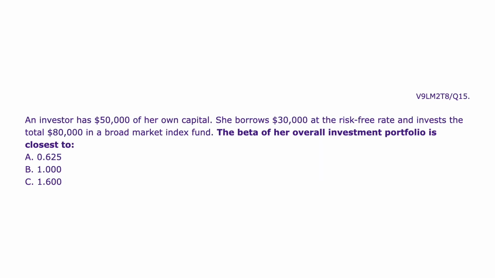An investor has $50,000 of her own capital. She borrows $30,000 at the risk-free rate and invests the total $80,000 in a broad market index fund. The beta of her overall investment portfolio is closest to A. 0.625, B. 1.000, C. 1.600.